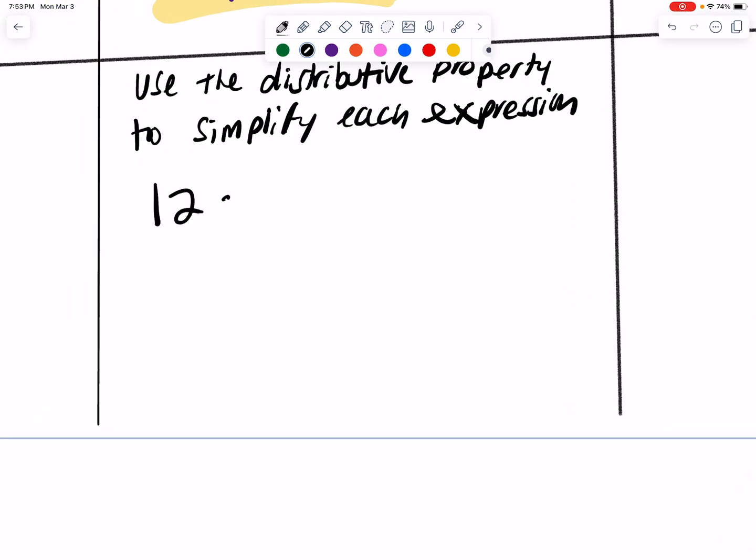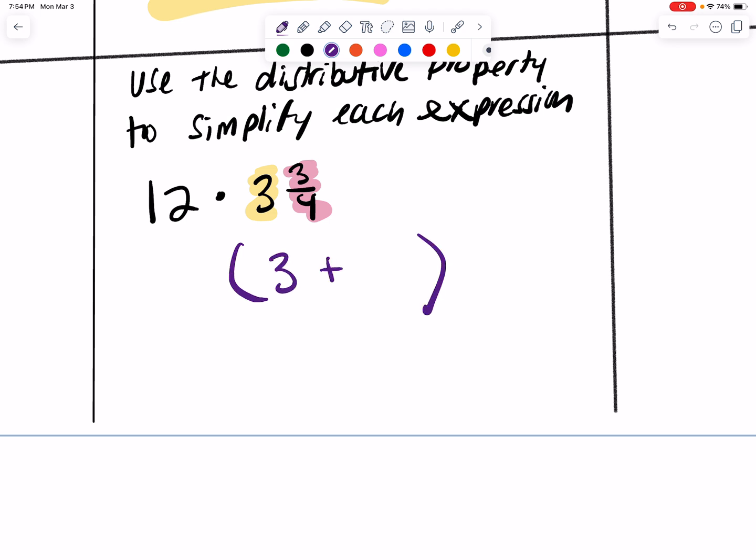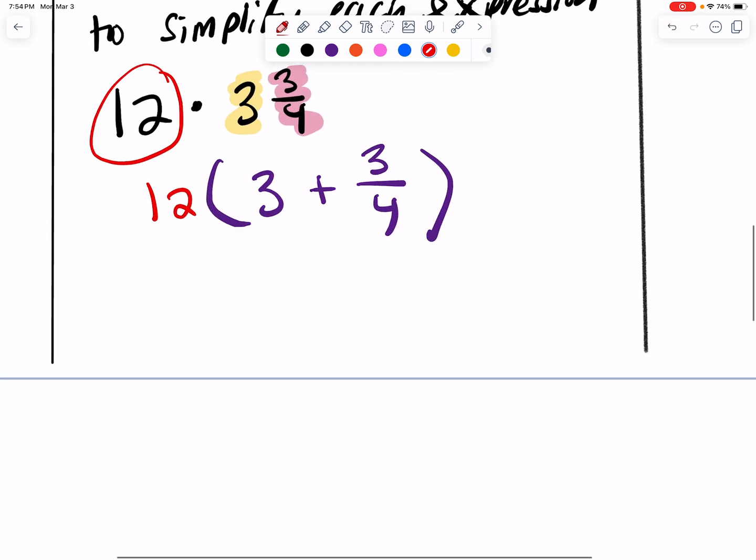Let's say you have 12 times 3 3/4, because remember, we don't use the x anymore, we use times. Okay. So what I'm going to do is, this is kind of freaking me out a little bit, so I'm going to separate these and put them in a burrito, 3 plus 3/4. And then this is multiplying to all of this, so it's going to go right here. And now it looks like distributive. So I have to give candy to everybody.